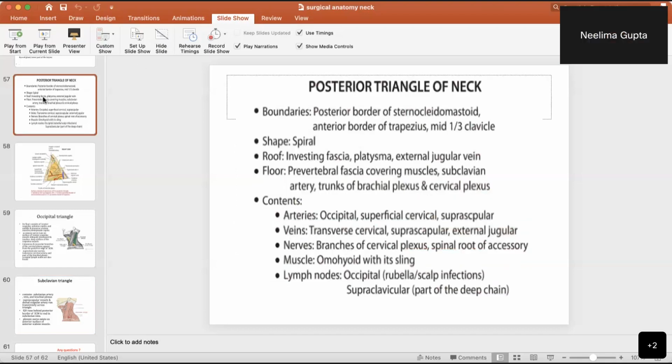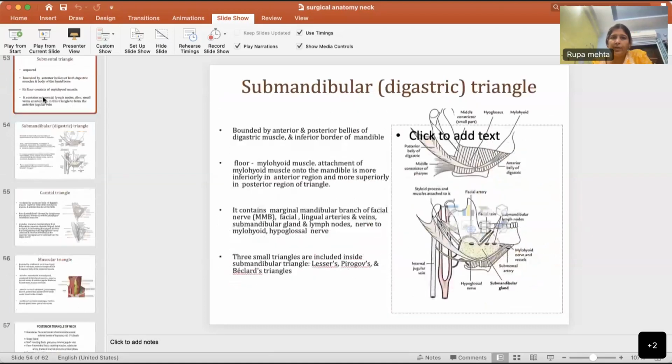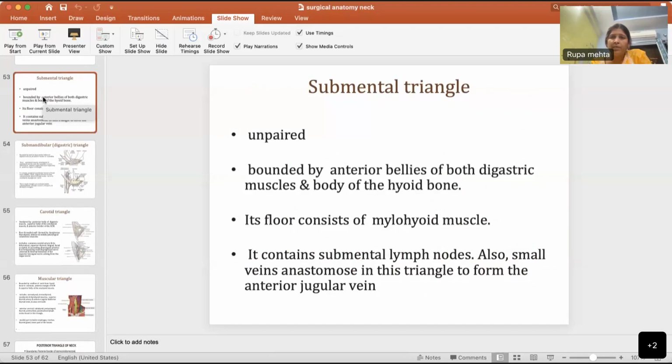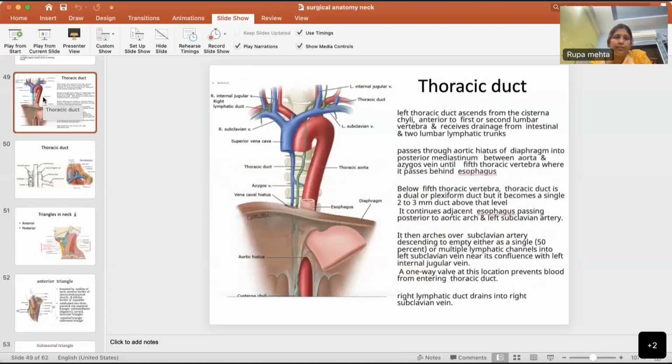I'll just check. Can you see the chat box? One question is there. Could you please explain the course of thoracic duct? And second is, please show the slides before sternocleidomastoid. So I'll try to do both if possible.